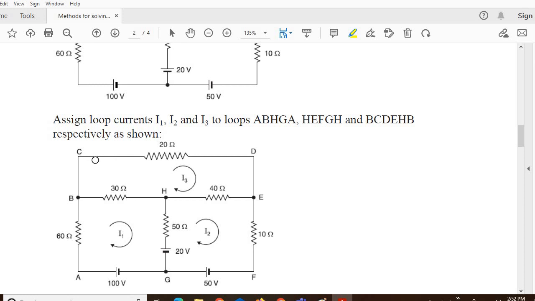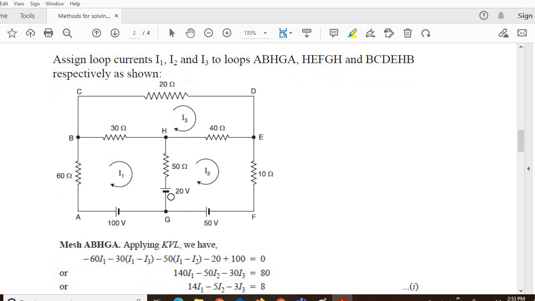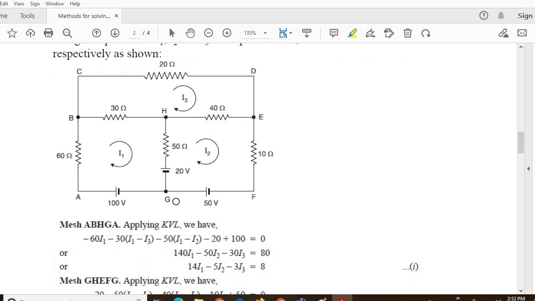Similarly, for the third loop, we have B, C, D, E, H, B. That represents the third loop. So here we are taking three independent loops. We are not taking the repeated loops. Actually, there are 4 to 5 loops, but we are considering 3 loops. In such a case, now we have to find the equations by using KVL.